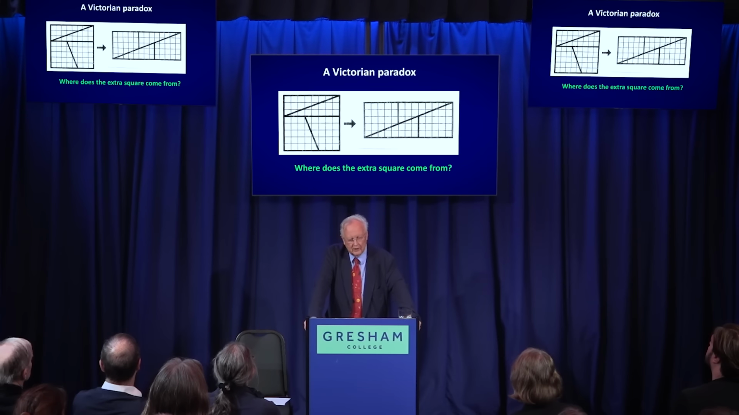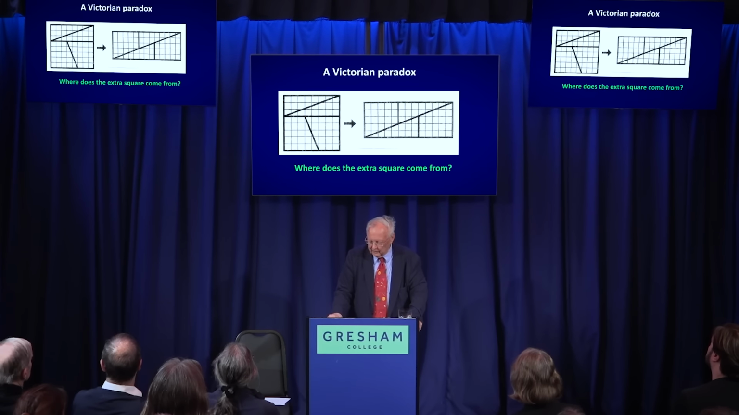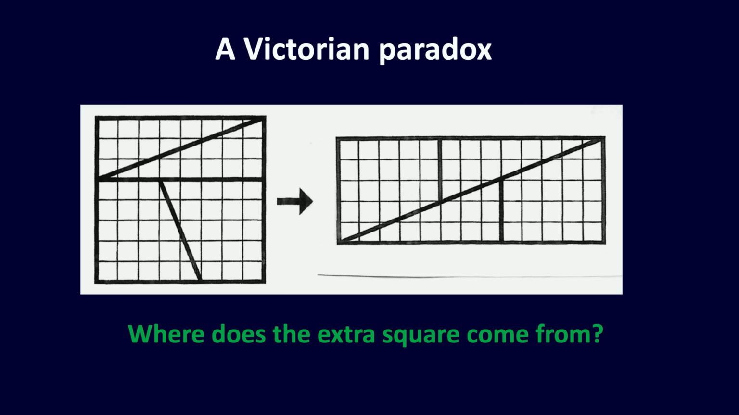An amusing paradox from the 19th century, or possibly earlier, was popularized by Lewis Carroll, mathematician and author of Alice in Wonderland. Here, an 8 by 8 grid of 64 squares is cut into 4 pieces, which are then rearranged to give a 5 by 13 grid of 65 squares. So where does the extra square come from?